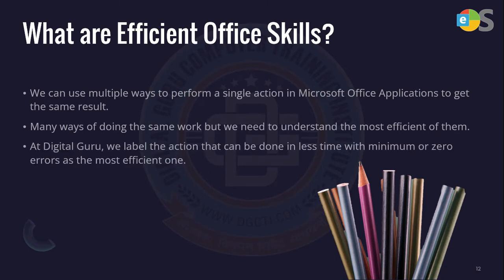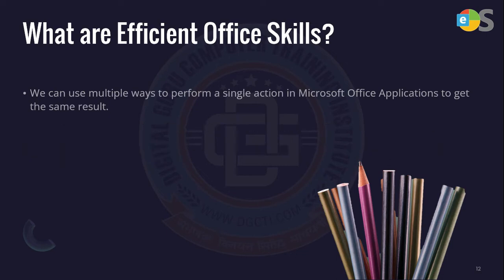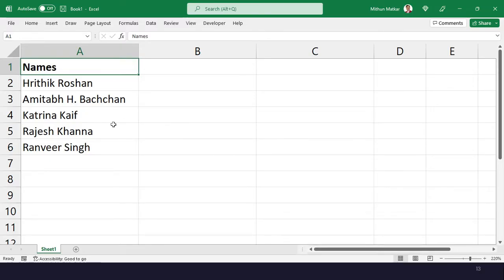Here at Digital Guru, the action that can be done in less time with minimum or zero errors is the most efficient one for us. Let us show you one more example. In this list here, we have some names. Here we need to separate the first names and last names into different columns.